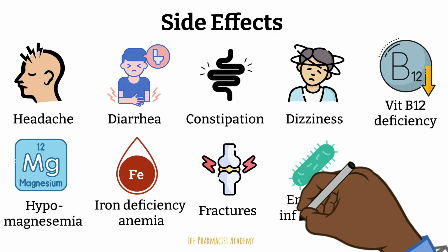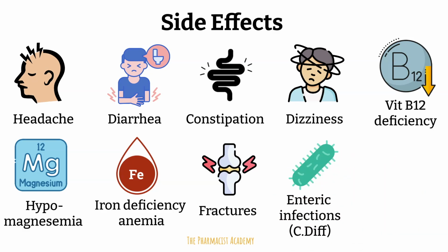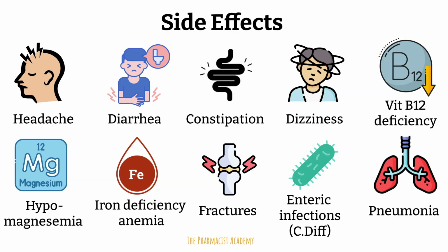We may also see an increased risk of enteric infections like C. diff, and this is because the decreased acid barrier allows pathogens to survive in the GI tract. Increased risk of infections like pneumonia because of the decreased acidity, leading to microorganisms to survive and colonize the stomach. In the case of pneumonia, microaspiration of gastric or oropharyngeal secretions containing these microorganisms into the lungs can occur. This will lead to aspiration pneumonia or even community-acquired pneumonia.